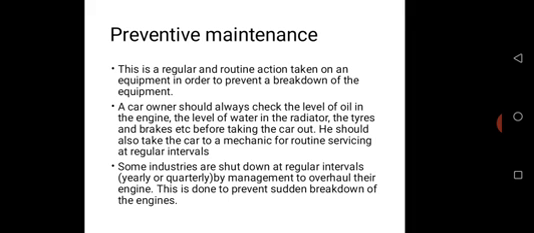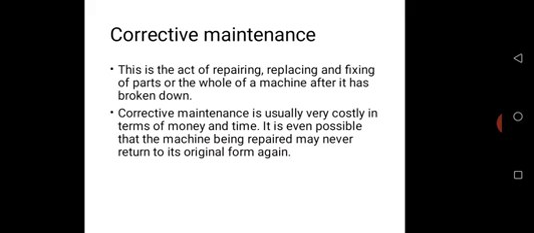Another type of maintenance is corrective maintenance. As the name sounds, it is correct. This is an act of repairing, replacing, and fixing the parts or the whole of the machine after it has broken down. This is as a result of failure to carry out preventive maintenance or as a result of accidents, because accidents usually occur at times. So this will call for corrective maintenance.